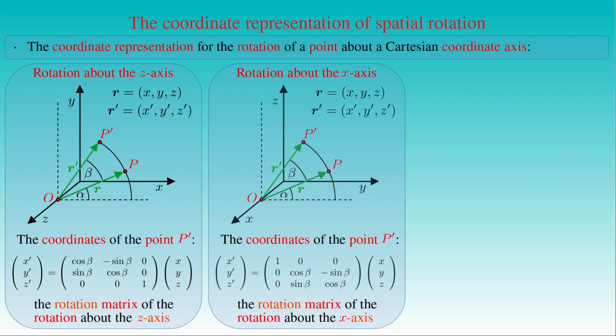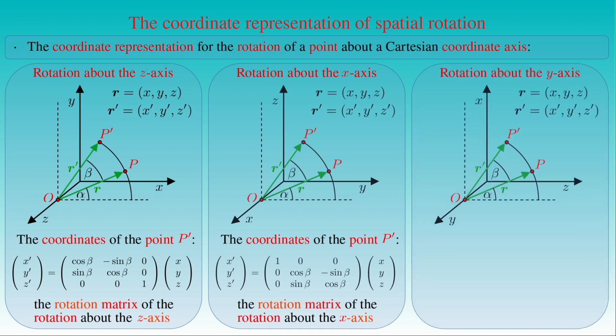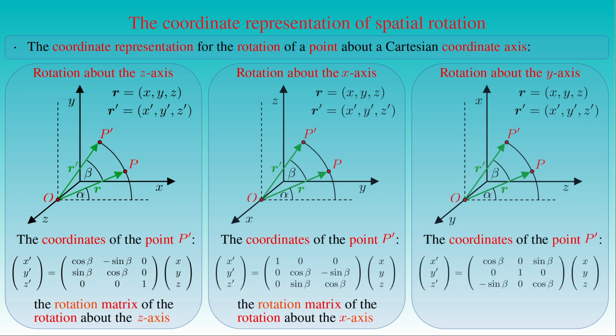Similarly, we can determine the coordinate representation of the rotations about the y-axis by choosing any plane of rotation parallel with the zx plane. In this case the plane of rotation passes through the y-axis at the point O, and the position vectors r and r' pointing from the point O to the points P and P' are parallel with the zx plane. The column vector of the coordinates of point P' is given by the product of a 3 times 3 matrix and the column vector of the coordinates of the point P.